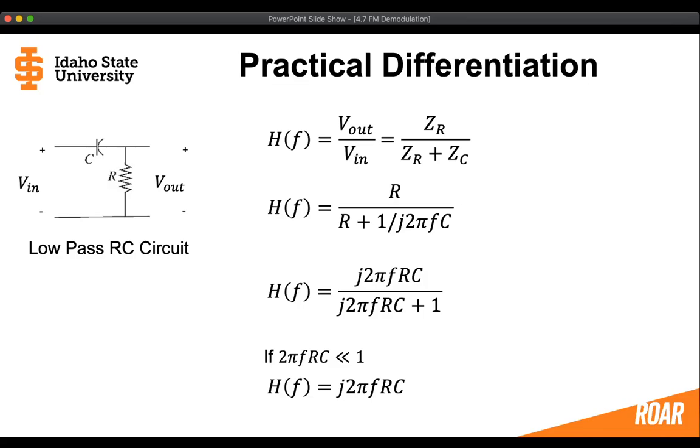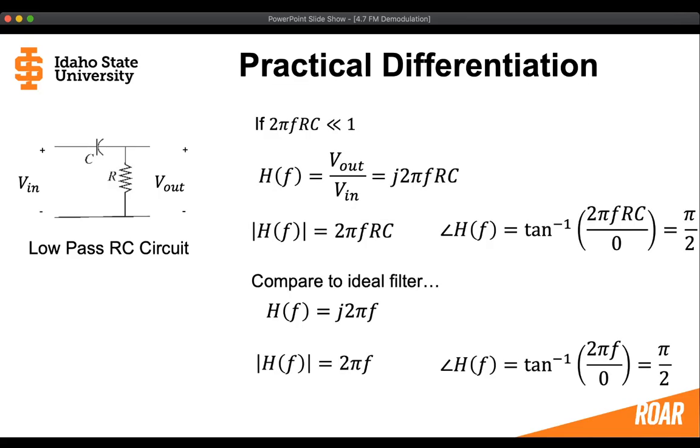Now, if we were to consider a situation where the value of 2 pi f RC was much, much smaller than 1, we could approximate that the frequency response is going to be equal to just j2 pi f RC. And so that's pretty close to what the ideal differentiator looked like. So if 2 pi f RC is much, much less than 1, then the transfer function is going to have a frequency response j2 pi f RC, and the magnitude response of this is going to be 2 pi f RC, and the phase will be pi halves.